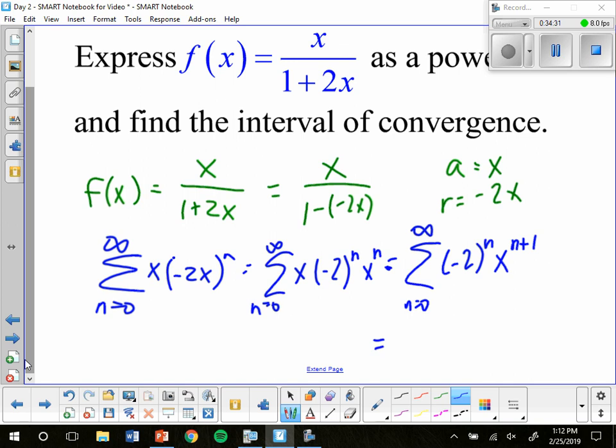And let's write out a few terms and make sure. I don't really look at my a and my r; I just want to look at my series. Plug in 0, you get x. Is that good? Yes, because that's what I expected a to be. Plug in 1, I get negative 2x squared. Did I multiply by negative 2x? Plug in 2, I get 4x to the third, so I multiply by negative 2x again.